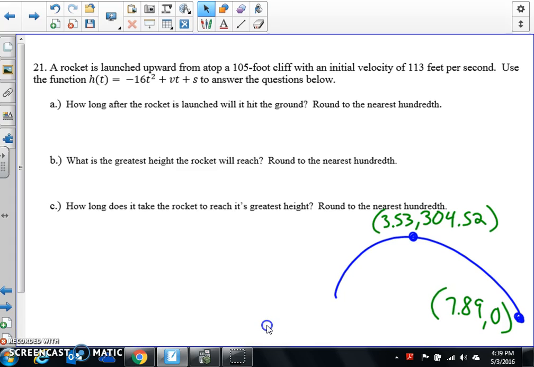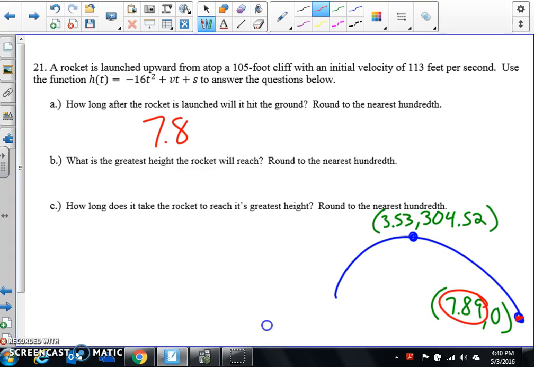All right, now let's read the questions. How long after the rocket is launched will it hit the ground? Remember, time is always your x. Time is always going to be that first coordinate, or the first value. So how long after the rocket is launched will it hit the ground? Well, here's the ground. It hits the ground at 7.89 seconds.